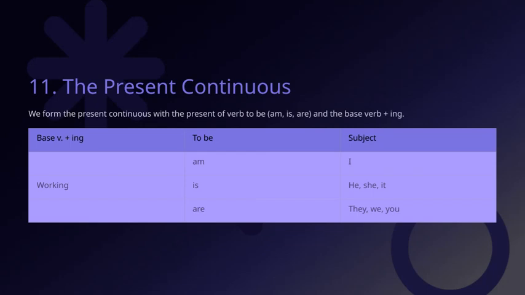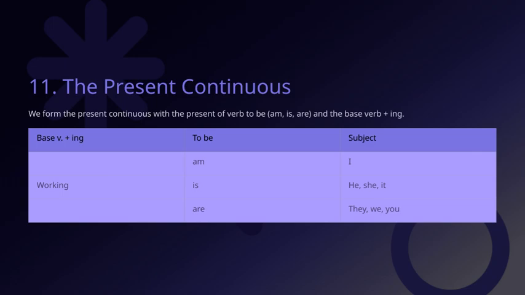Now let's look at how we form the present continuous tense. It's quite straightforward. We start with the present of the verb to be, which is am, is, or are. Then we add the base verb plus ing. For example, I am working. When we talk about he, she, or it, we use is, like he is working. And for subjects like they, we, or you, we use are, as in they are working.